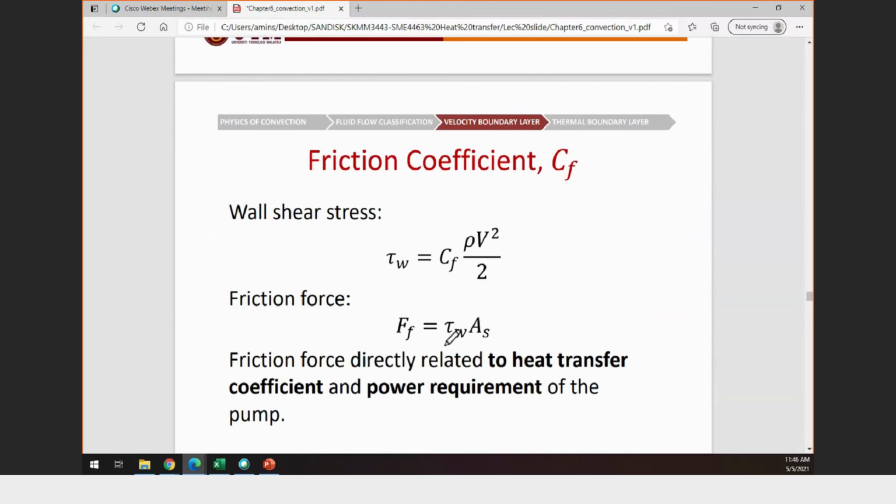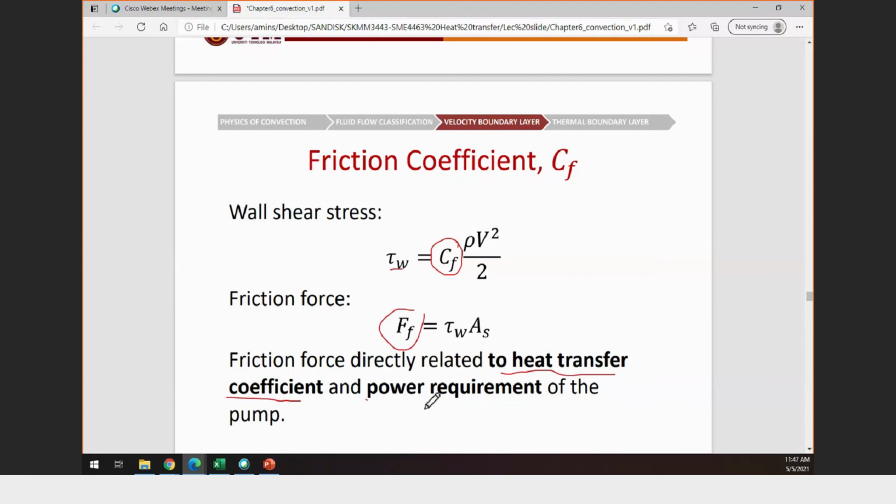From the velocity profile, normally what we can do is find the friction coefficient. From the friction coefficient, you can find later the shear stress. Once you calculate the shear stress, you can find the friction force. But this one is mainly related to the force that occurs due to the velocity movement. Still, we have not gone into the heat transfer yet. But for some reason, the friction force can be related to the heat transfer coefficient.